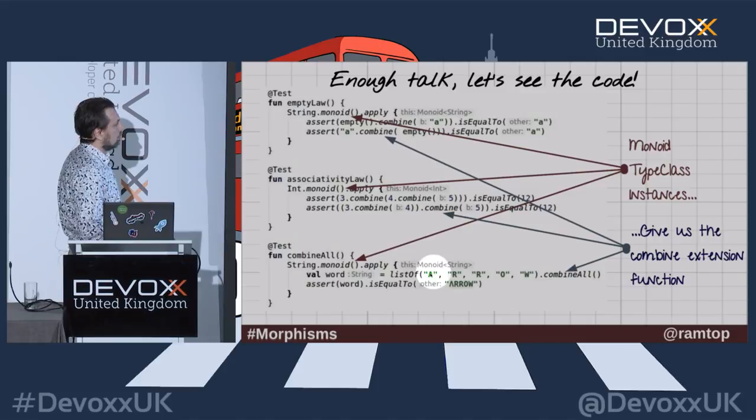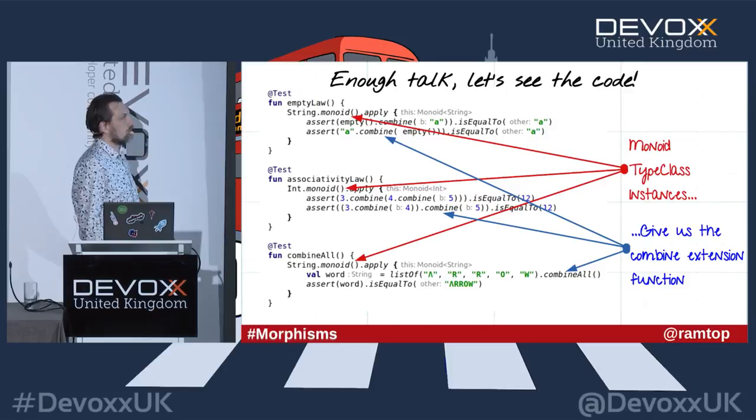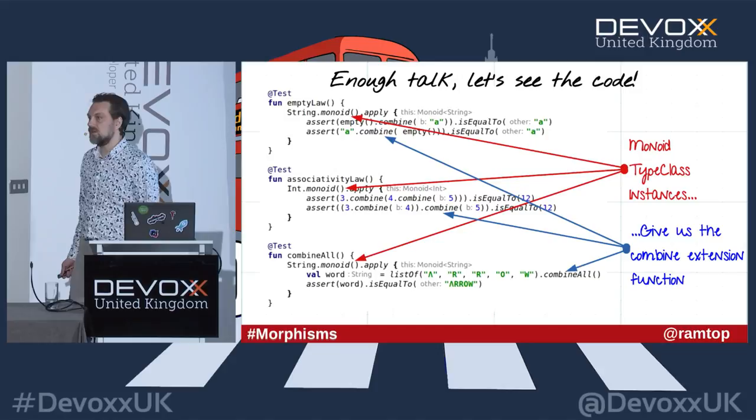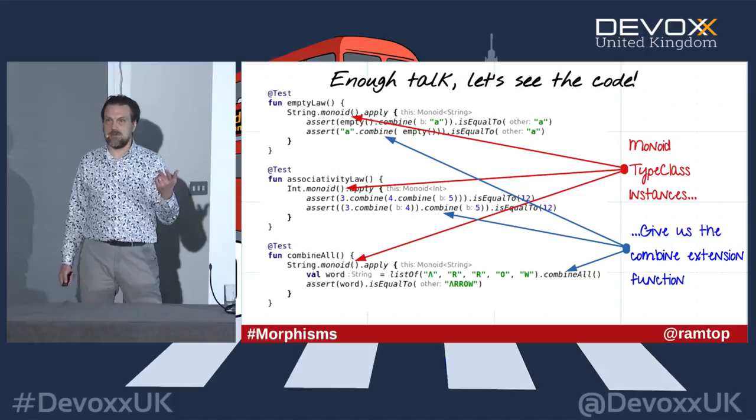Or we can combine integers with the integer monoid. And in the integer monoid, we have, of course, the sum. Or we can also have another integer monoid that does multiplication, for example. But we cannot have an integer monoid that does division, because division is not associative.